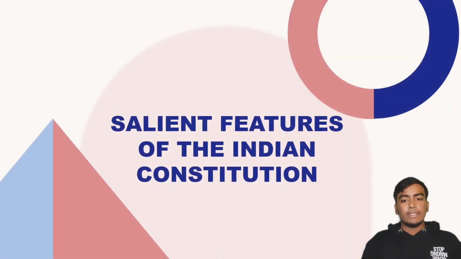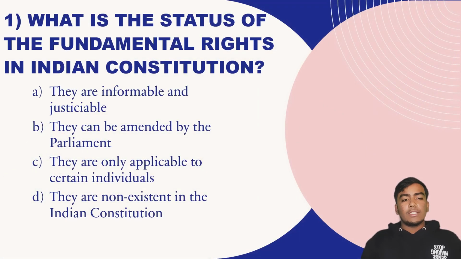So the next topic is salient features of the Indian Constitution. The first question in this topic is: what is the status of the fundamental rights in Indian Constitution? The options are option A, they are enforceable and justiciable, option B, they can be amended by the parliament, option C, they are only applicable to certain individuals, option D, they are non-existent in the Indian Constitution. The correct option is they are enforceable and justiciable.